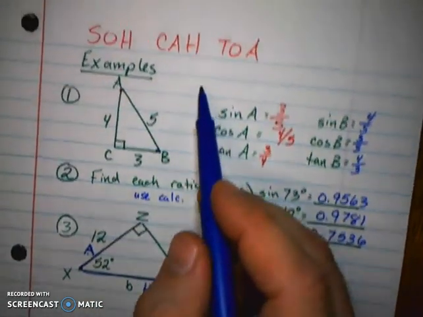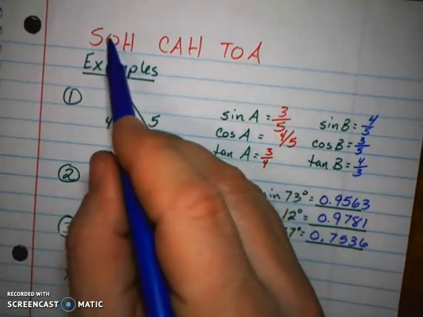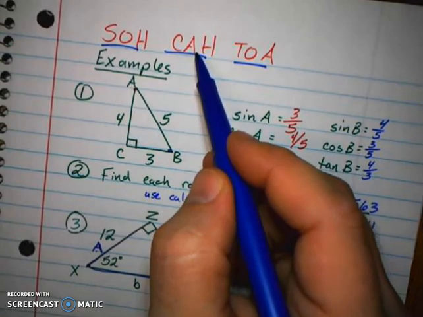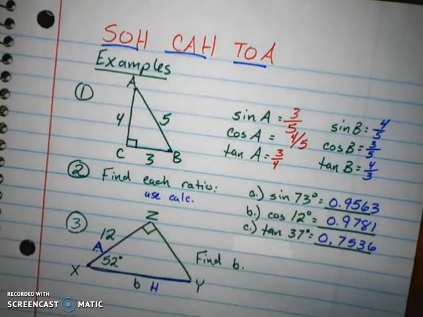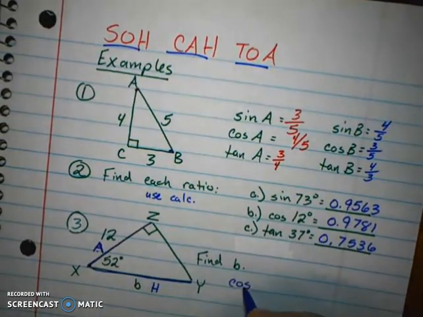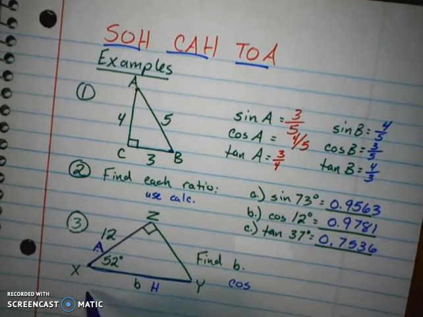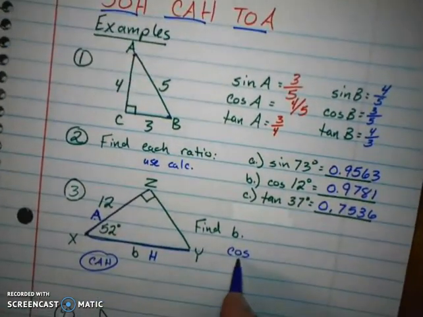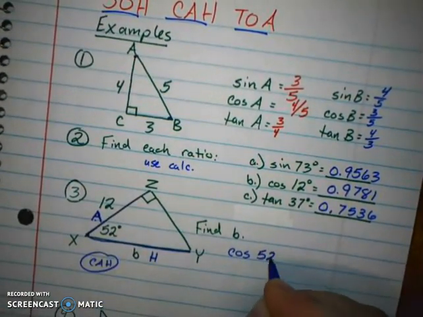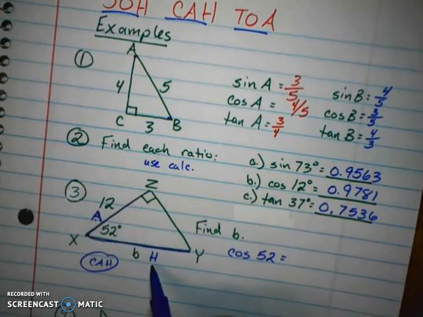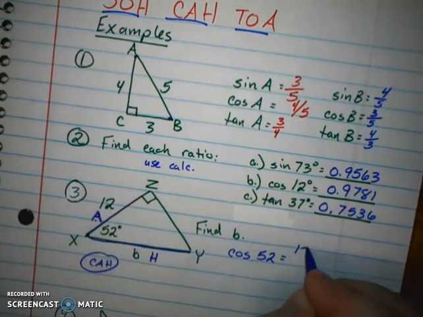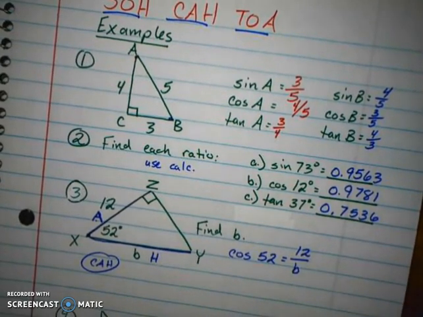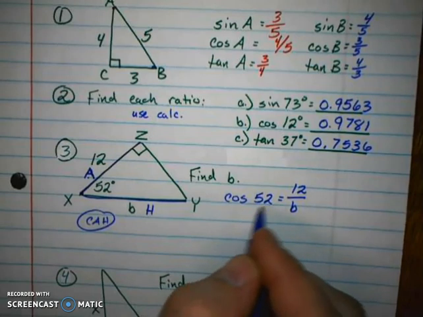So I'm going to look at Sohcahtoa and figure out which of these three has adjacent and hypotenuse. That's Cah. The C in Cah stands for cosine. That tells me I'm going to use my cosine ratio. So I have to use cosine. The cosine of a 52-degree angle is always adjacent over hypotenuse. So in this case, the adjacent leg is 12. The hypotenuse is B.